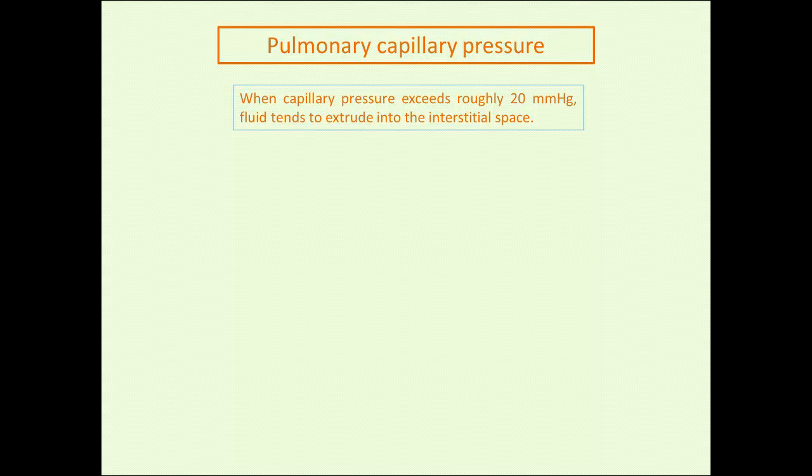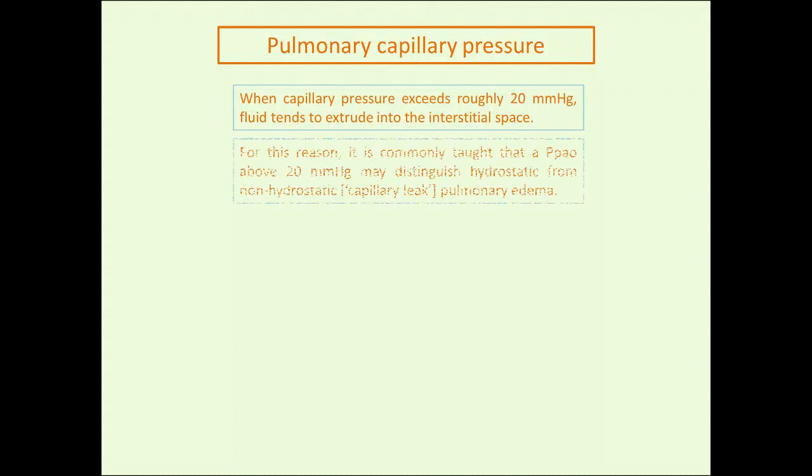And the reason is because of Laplace's law, and what's truly important is the tension on the capillary endothelial cells. Because the radius of the capillary is so small, remember that Laplace's law is the transmural pressure multiplied by the radius. Even though the transmural pressure of a capillary might be 20 millimeters of mercury or so, the radius is so small that the tension on those endothelial cells is actually very small, so they can tolerate hydrostatic pressures up to 20. So it's commonly taught that a pulmonary artery occlusion pressure above 20 millimeters of mercury can distinguish hydrostatic from non-hydrostatic, i.e.